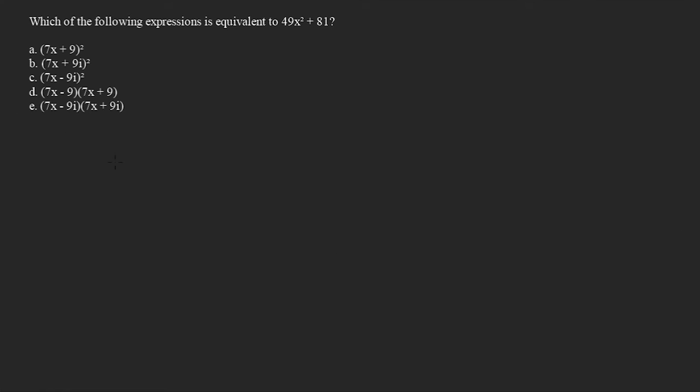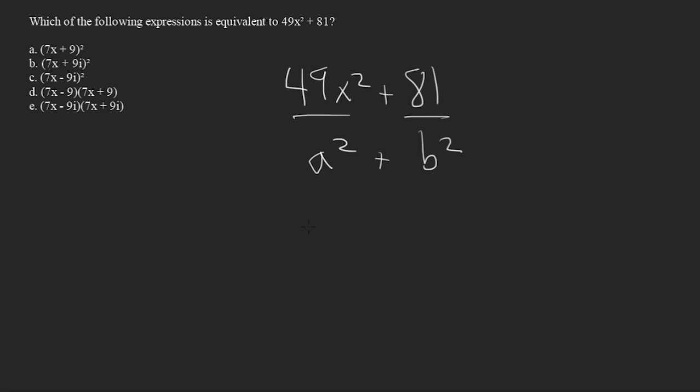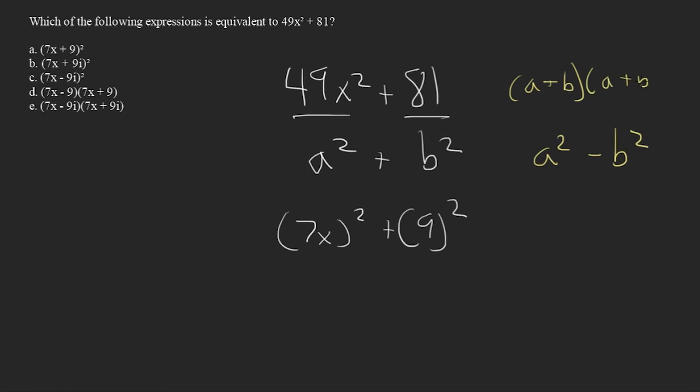So final problem. Which of the following expressions is equivalent to 49x squared plus 81? 49x squared plus 81, that is an a squared plus b squared format. We could rewrite it as (7x) squared plus 9 squared. That's suspiciously similar to a squared minus b squared, which I know you get from doing a minus b times a plus b. If you FOIL out this, you get that. Alright, but instead of a minus, we have a plus, right?